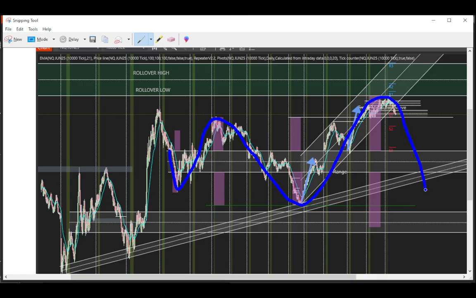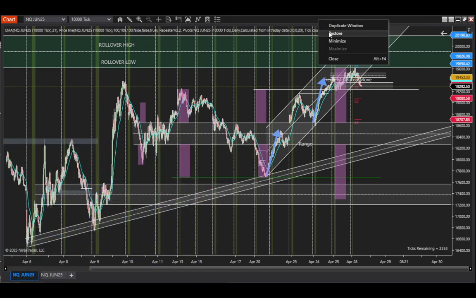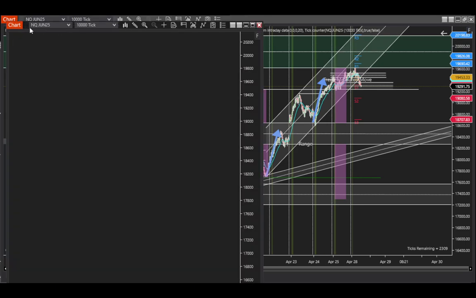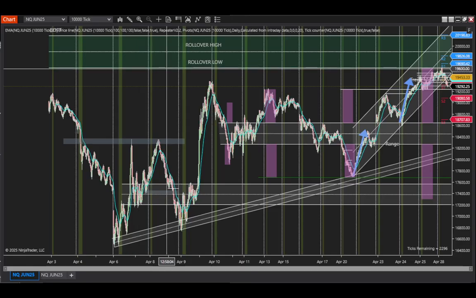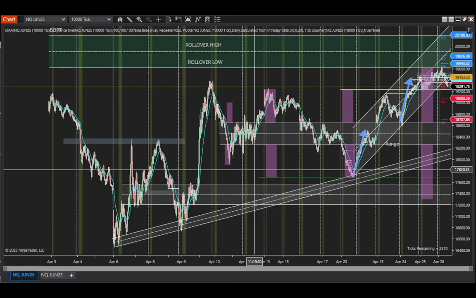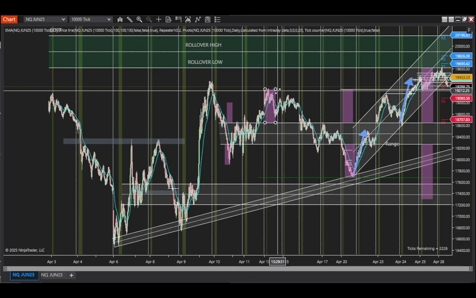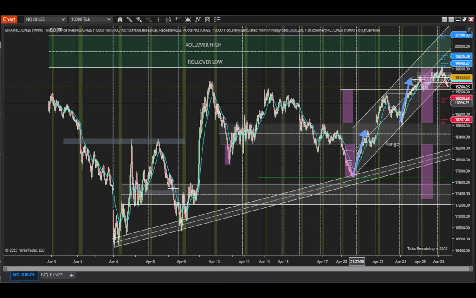Now, if we do come down to this level here, you're going to see what is called a broadening wedge. A broadening wedge, which is a range-based market that rotates around this level here. So with that being said, we're going to duplicate this window, and then we are going to take the majority of things off of here, and I'm going to show you what I'm looking at potentially.